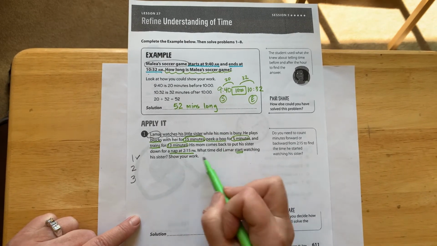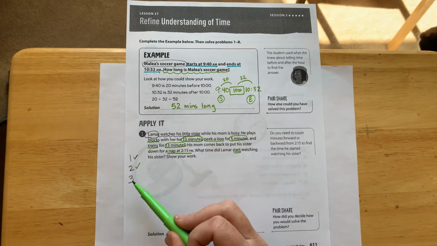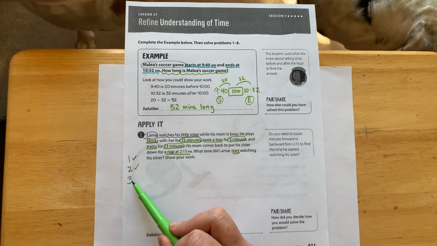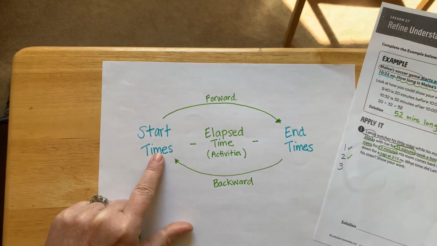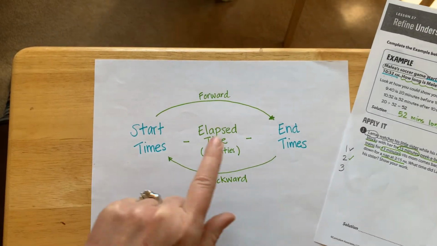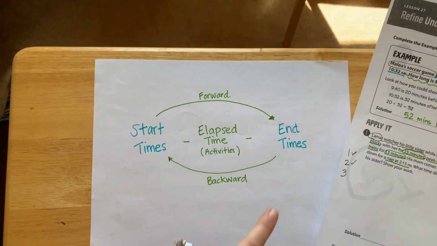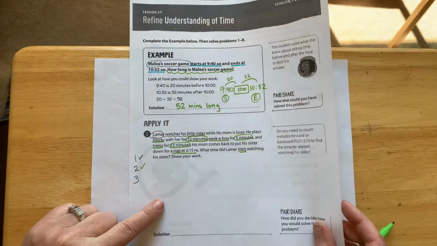Okay, did I find all of the information? I did. Now, let's think about how we are going to solve this. Remember, they're going to either give us the start time, the elapsed time, or the end time, and we have to find the one that's missing. Let's go back and read it one more time and find out what's the one we're missing.